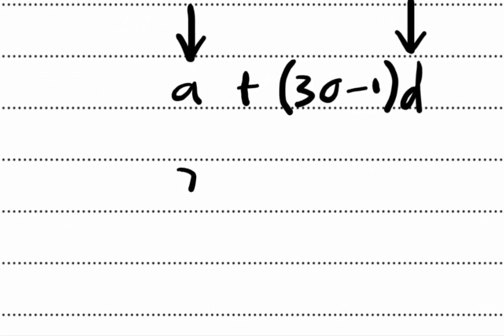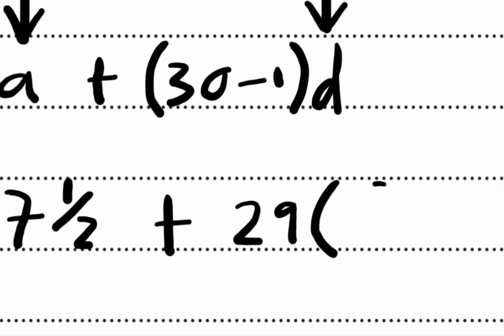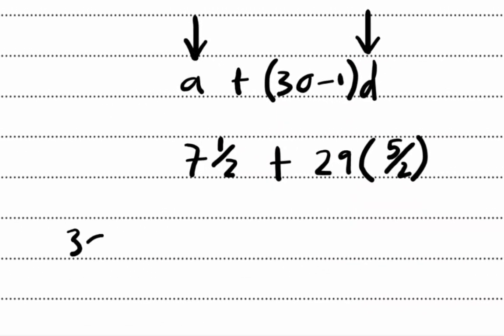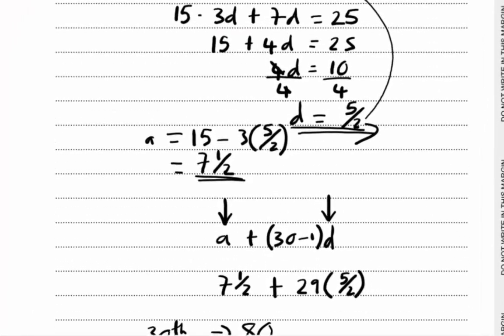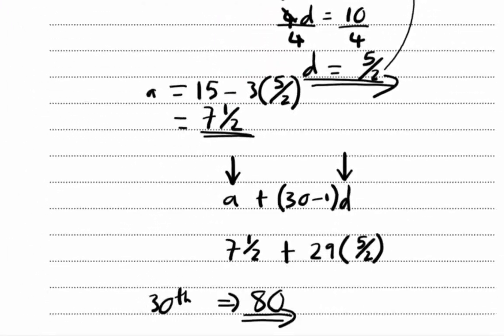So with our a, which is 7.5, and our d, which is 5/2, our 30th term comes down to be 7.5 plus 29 times 5/2, which comes down to be 80. And you get your 3 marks for number 1 there.